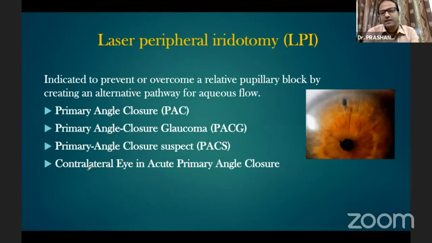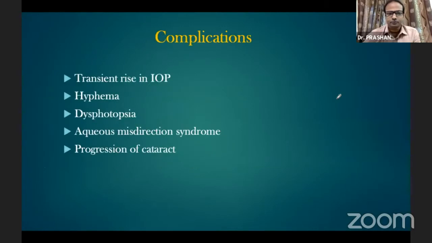So to prevent all this from happening, we can do a laser YAG peripheral iridotomy, which is a very safe and effective procedure to abolish the pupillary block. We can create a peripheral iridotomy which establishes an alternate pathway for the aqueous outflow. That is the established treatment for primary angle closure glaucoma, primary angle closure suspects in special cases, and also in the contralateral eyes of acute primary angle closure glaucoma. It's a safe and quick procedure, and it takes around 2-3 minutes after preparing the patient, so it's very easy to perform.